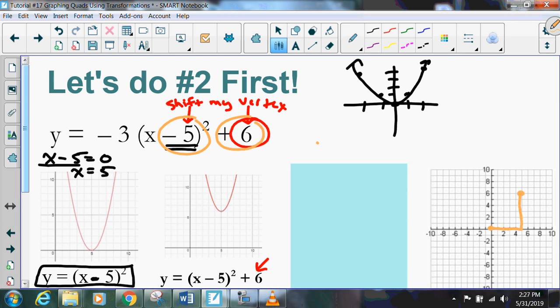So let's erase the other stuff, right? We don't need that other stuff. I'm just showing you how we got it. We moved to the right 5 and up 6. Here's our vertex. All right, we're halfway done.